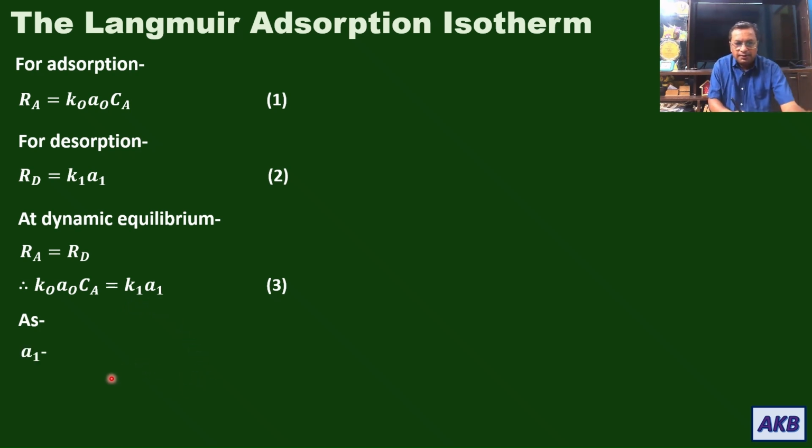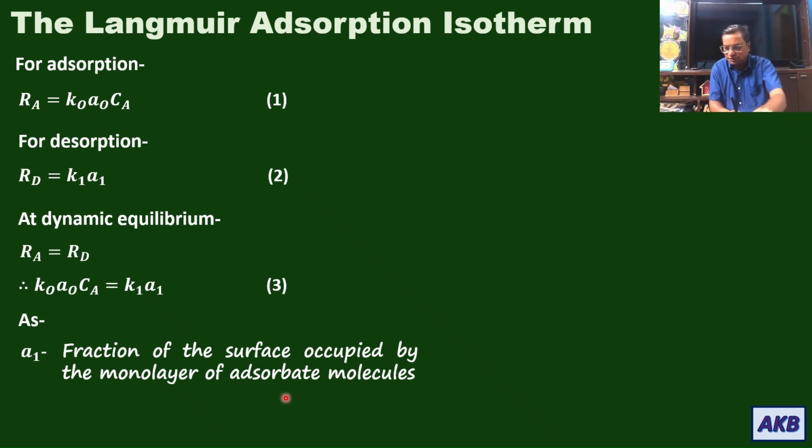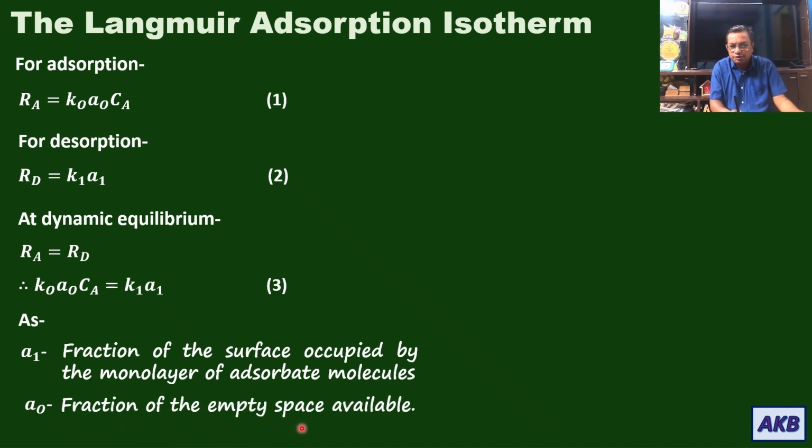Now, A1. What is A1? This is the fraction of the surface that is occupied by the monolayer of adsorbate molecules. We had understood this just now. And A naught, what is A naught? A naught is the fraction of the empty space that is available before the adsorption takes place. That means it is the fraction of the empty space that is available on the surface of the adsorbent.